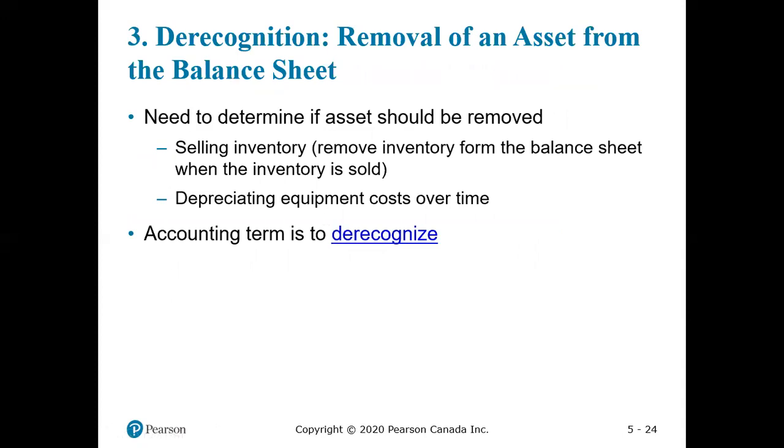So derecognition is removal of an asset from the balance sheet. So that's determining if an asset should be removed. For example, if you're selling inventory, you have to remove the inventory from the balance sheet when the inventory is sold. Or depreciating equipment costs over time, that slowly removes the asset from the balance sheet. So the accounting term is derecognize.